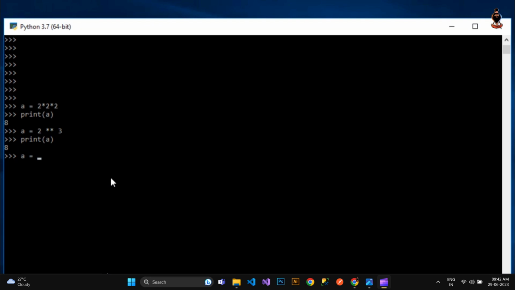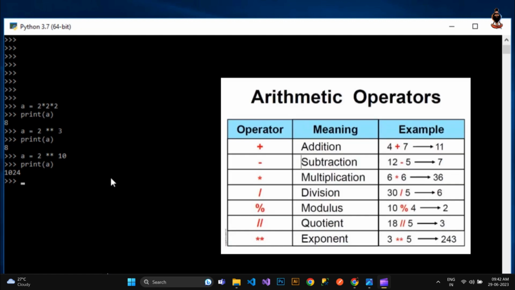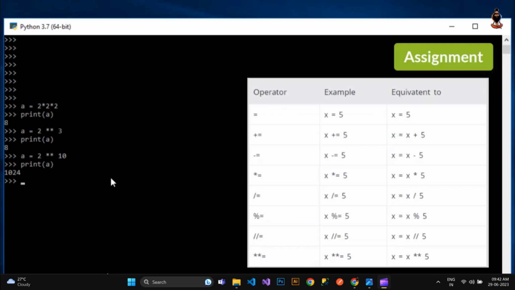Basically, if I want to give the power of 10, I can do the same. I can just use a. So I hope you understand the exponent operator. Now we are done with arithmetic operators. We need to talk about assignment operators.